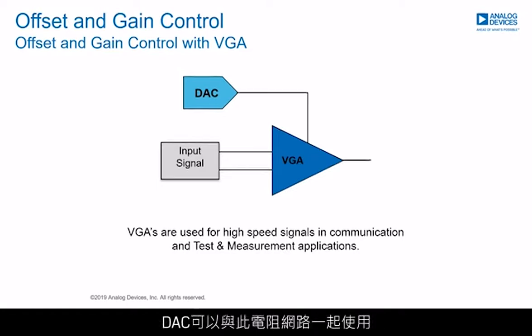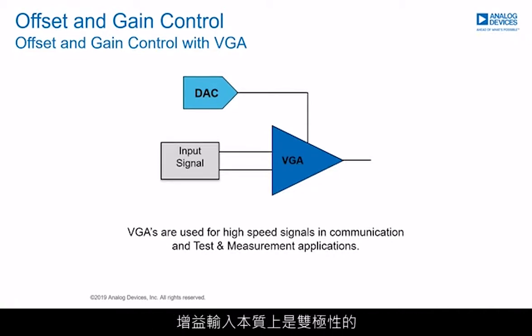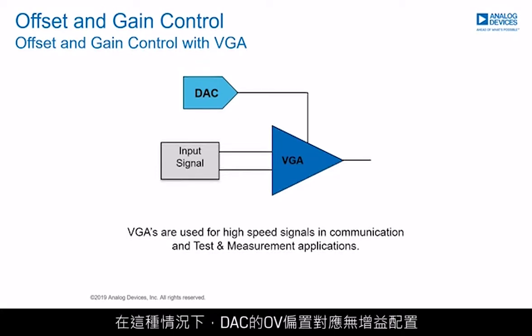The DAC can be used in conjunction with a resistor network to increase the precision of the gain adjustment. As always, the accuracy of the DAC determines the accuracy of the gain control. Gain inputs are often bipolar in nature to enable amplification of both positive and negative swinging inputs to the VGA. In this case, the zero volt bias from the DAC is the no gain configuration.